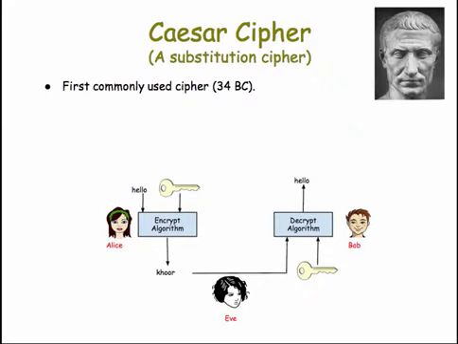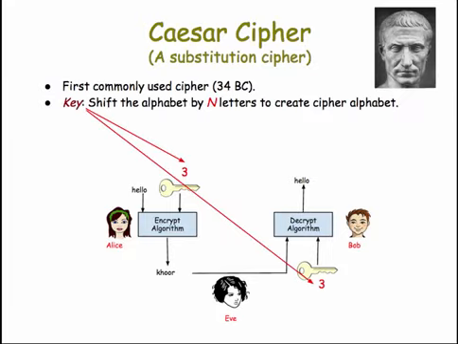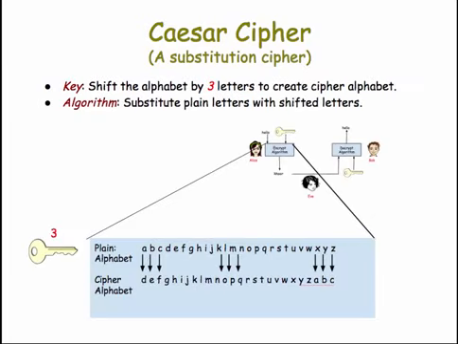Let's first start with one of the simplest ciphers, the Caesar cipher, which goes all the way back to 34 BC. In Caesar cipher, the key is a number, a small number, such as the number 3. And the key represents the amount by which the alphabet is shifted to create a new alphabet. Let's look at the details of that by looking inside the algorithm used for Caesar cipher.